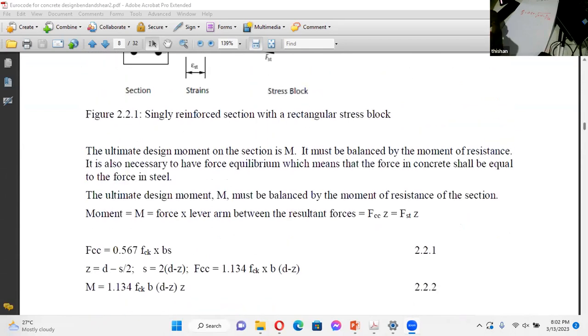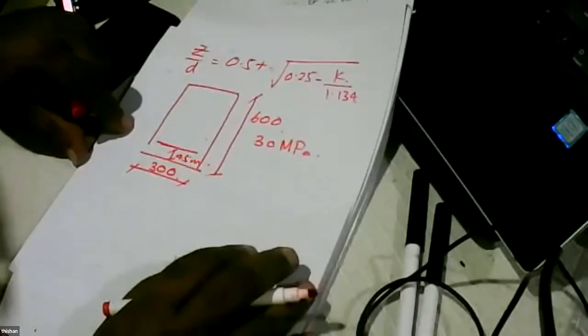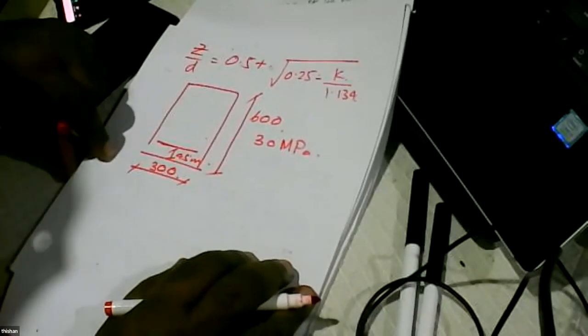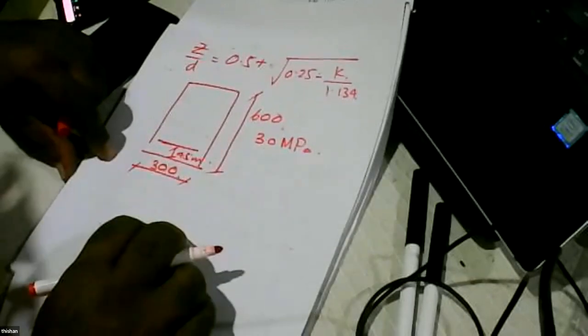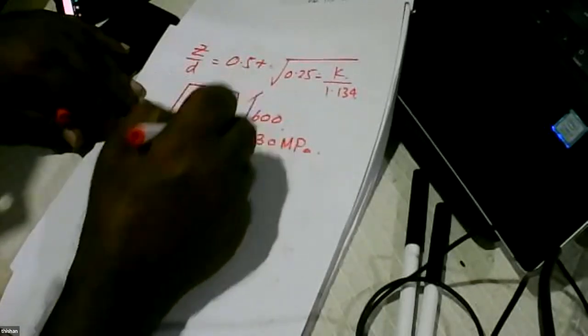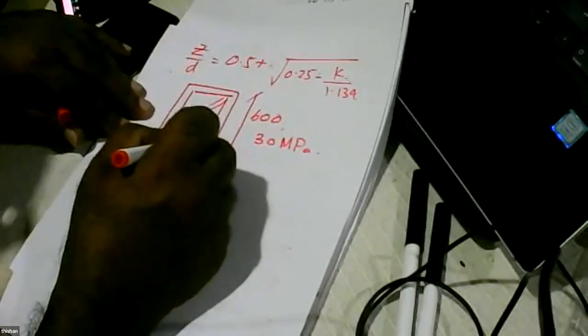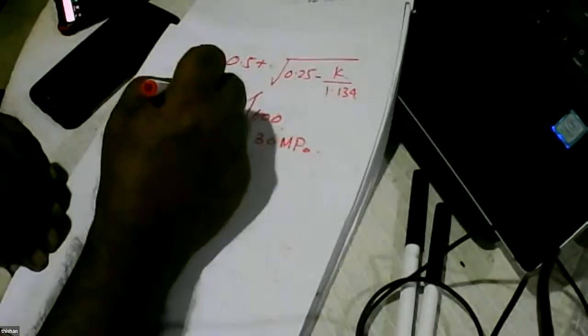And we'll go for the example that we earlier looked at. That is a 600 millimeter deep beam and 300 millimeters wide, 30 megapascal, and let's say 45 millimeters of cover. So you can see the early example: 600 millimeter beam, 300 millimeters wide, 30 megapascal concrete, and we are going to get some reinforcement, and some nominal bars there.